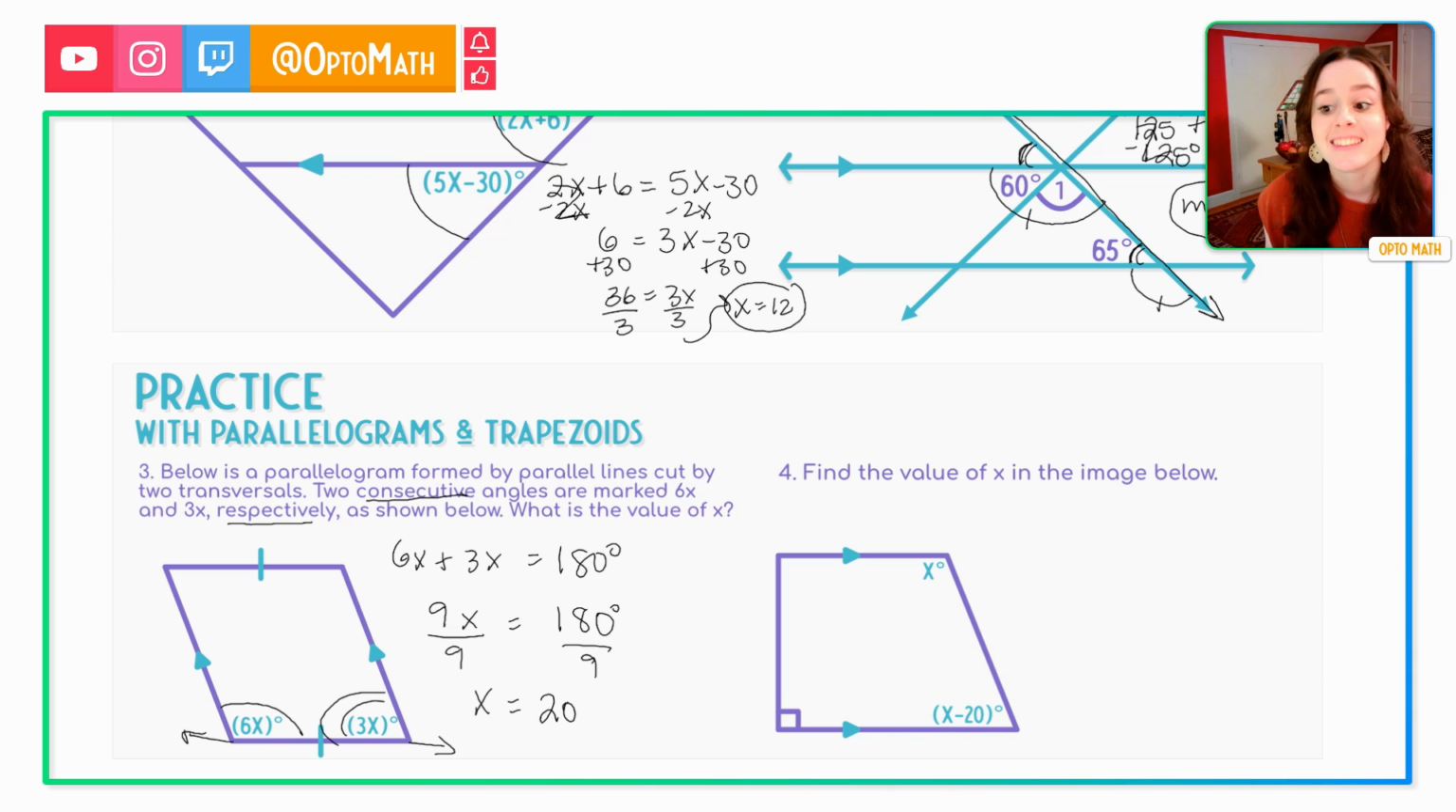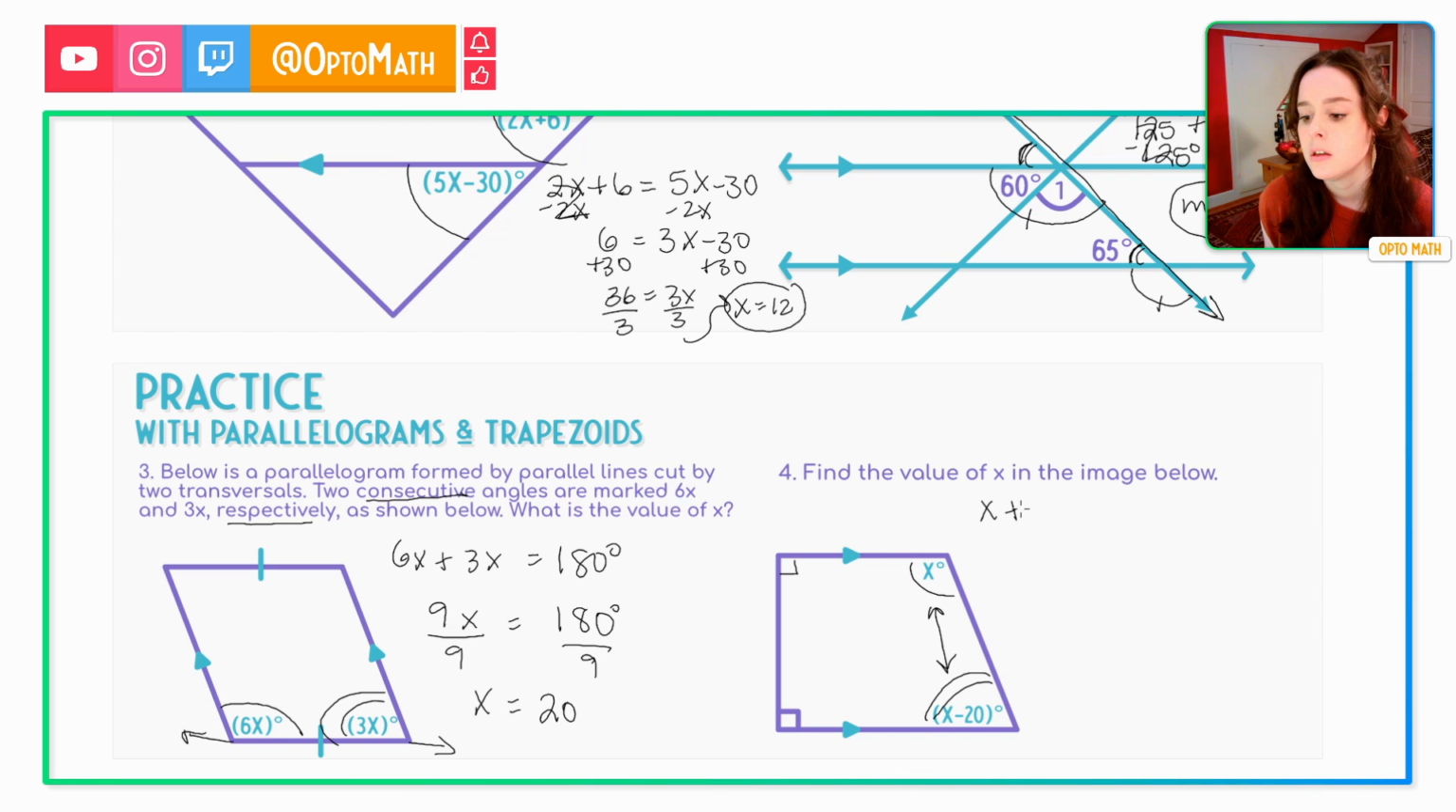All right, lastly, we have number 4. It says find the value of x in the image below. Okay, we have a trapezoid, and it's a right trapezoid. It's just for kicks and giggles, let's mark this as a 90-degree angle. We won't really need it, but that's fun to know. Okay, so these are same side interior. So they're supplementary. So let's add them together to equal 180.